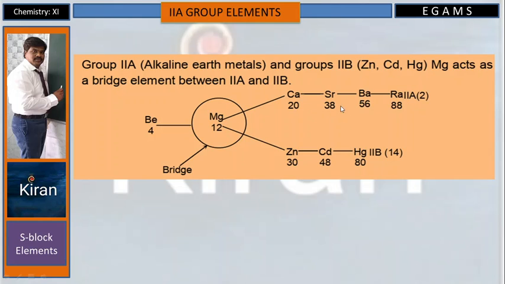These elements belong to what? Alkali metals, the second A group elements I mentioned here. And these elements belong to second B. Second A elements and second B elements. Second B elements means zinc, cadmium and mercury.